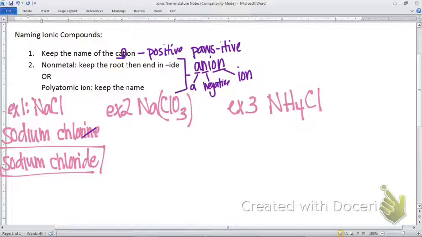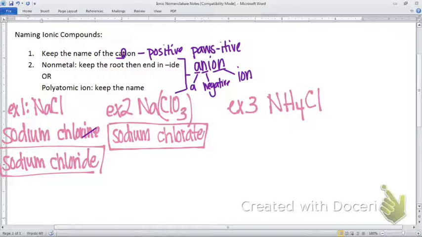Every time you have a polyatomic ion, I suggest you put it in parentheses to remind yourself that that is the polyatomic ion. Na is called sodium, and ClO3 is the polyatomic ion chlorate. According to our rules, we keep the name of the cation, and we're going to keep the name of the polyatomic ion, so sodium chlorate is the name for NaClO3.